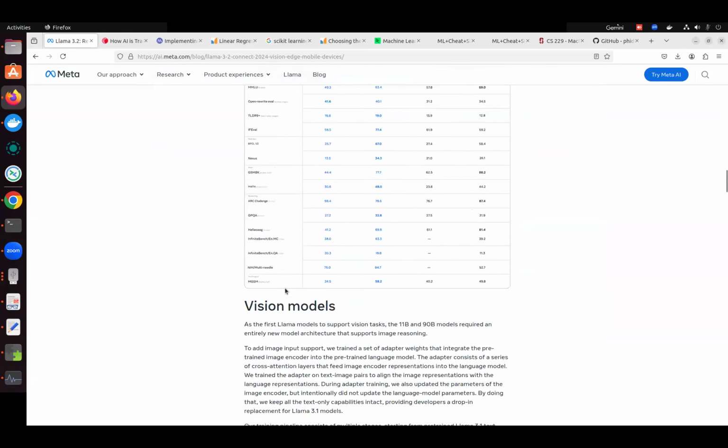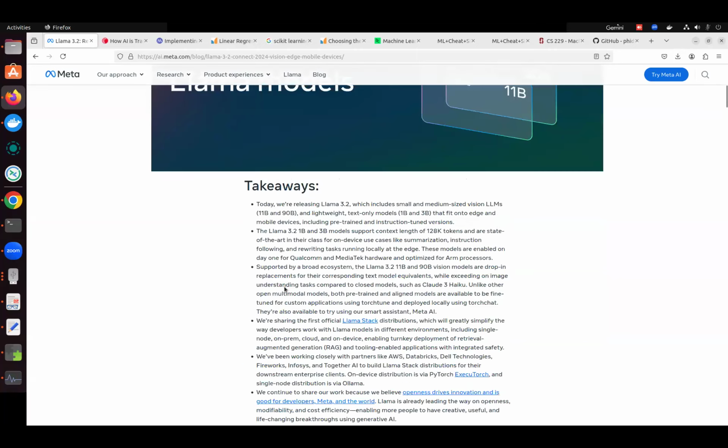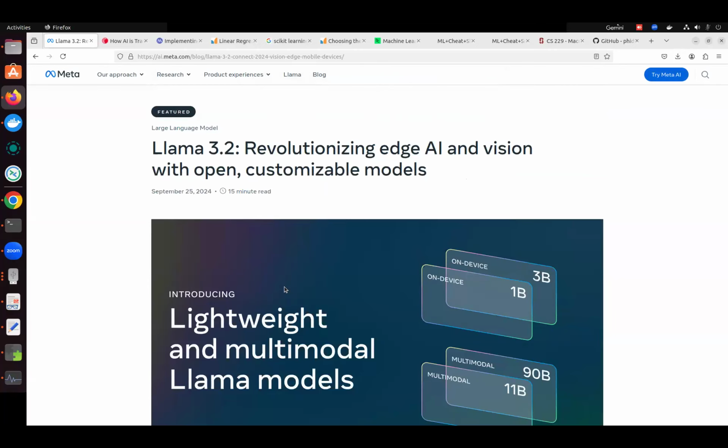This documentation is available, Meta being open source. If you search the title, Llama 3.2 revolutionizing edge AI and vision with open customizable models, you can take it. They also give in the document how you can fine tune your own Llama model for your own task. Even that one is given.